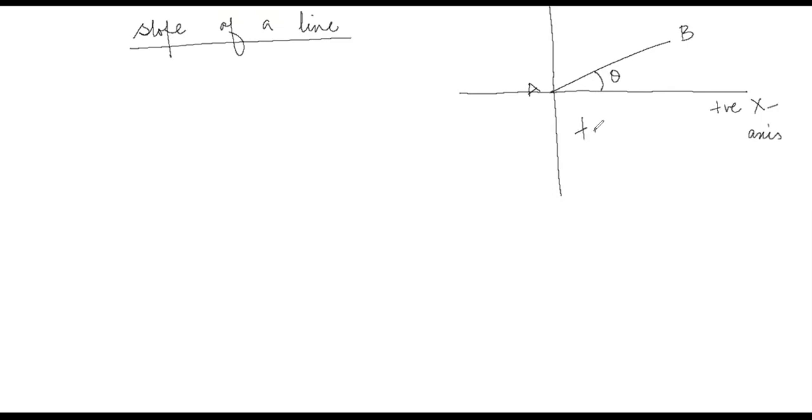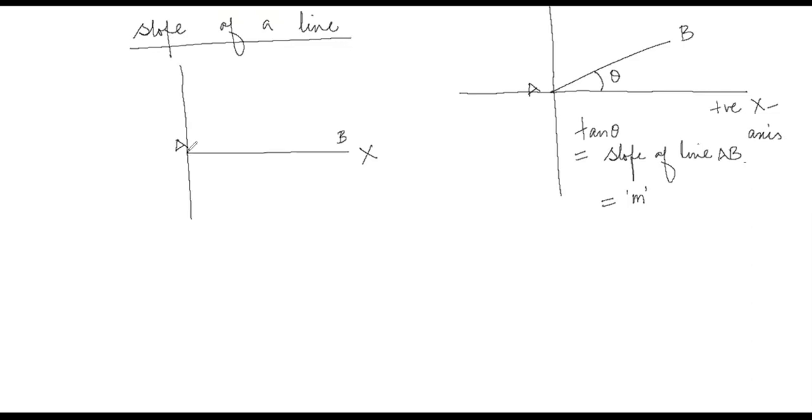Tan of this theta is the slope of line AB, denoted by any letter. Let's denote it by M. Now guys, let's say the line AB is lying on the x-axis. This is line AB, which is lying on the x-axis. What's the slope in this case?